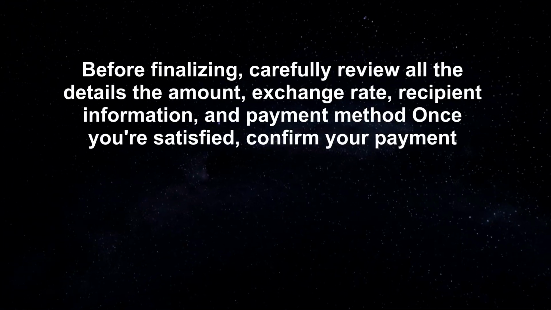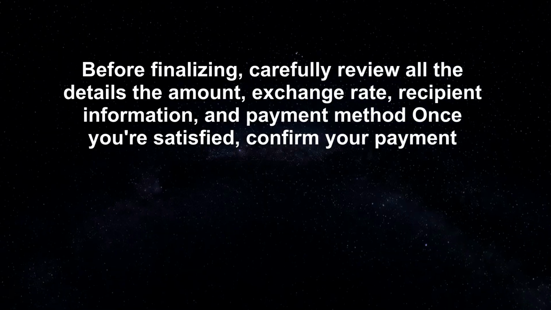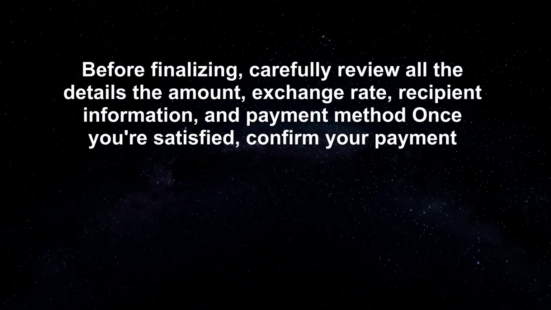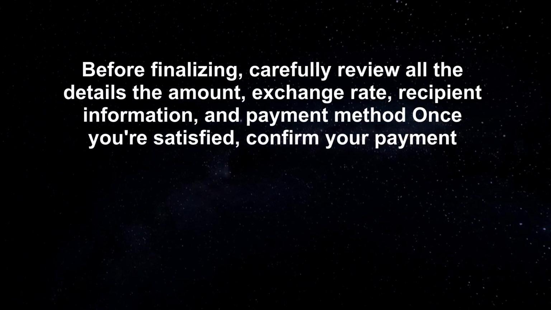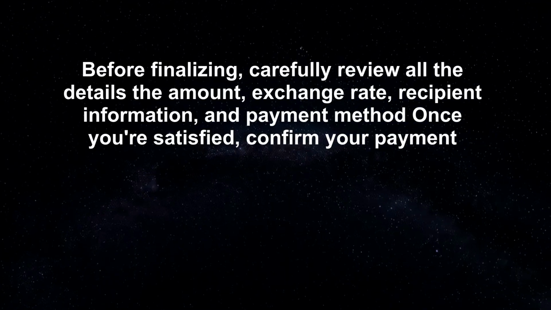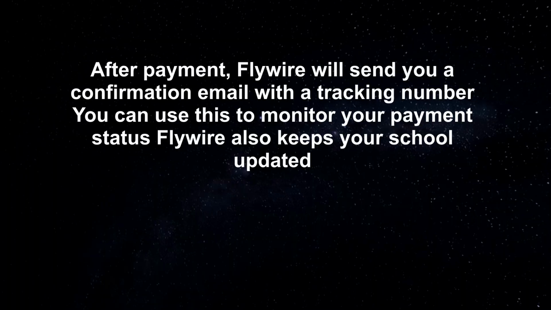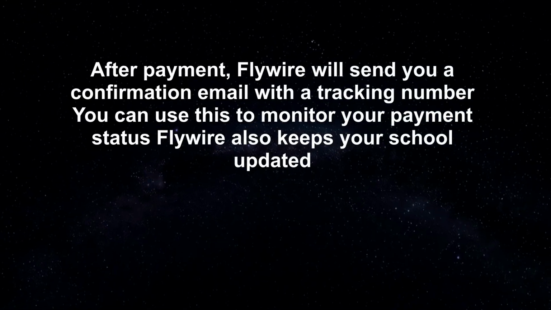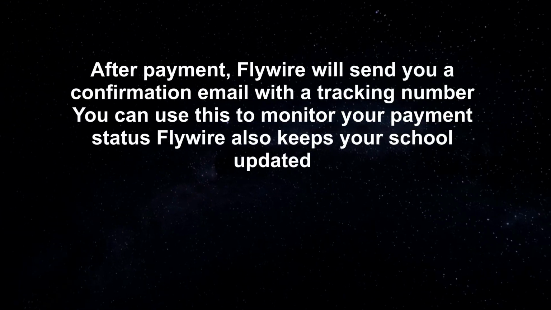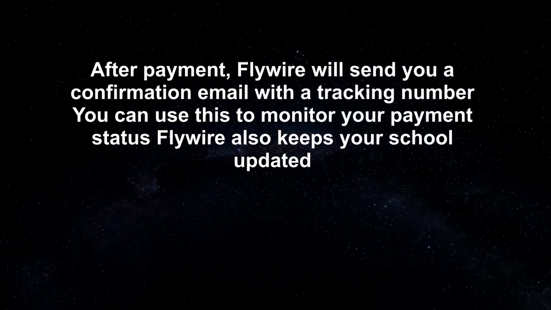Before finalizing, carefully review all the details: the amount, exchange rate, recipient information, and payment method. Once you're satisfied, confirm your payment. After payment, Flywire will send you a confirmation email with a tracking number. You can use this to monitor your payment status. Flywire also keeps your school updated.